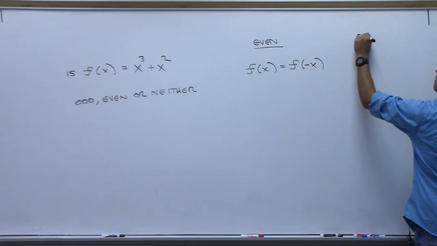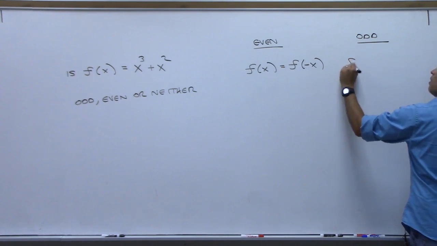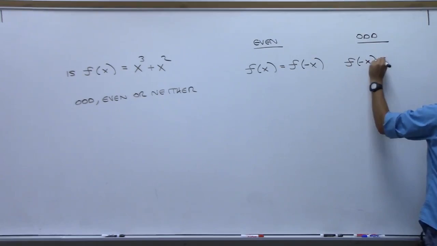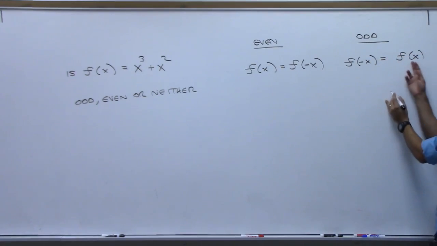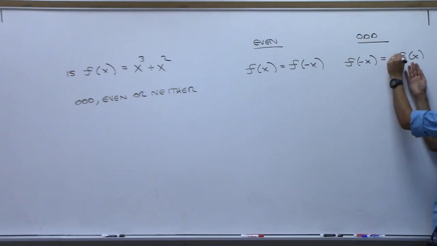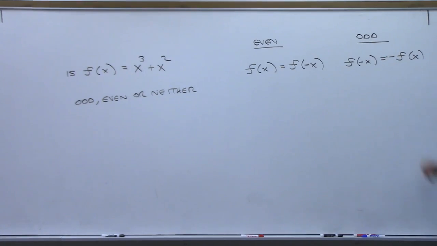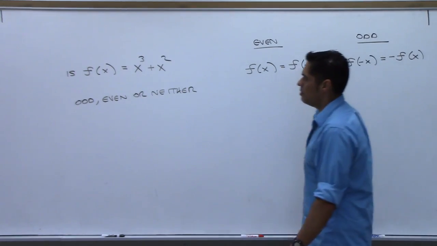To be odd, when I plug a negative in, I shouldn't get just the function, because then it would be even, right? I should get the opposite. And if neither one of these would hold, you would just get a complete different answer on the side.